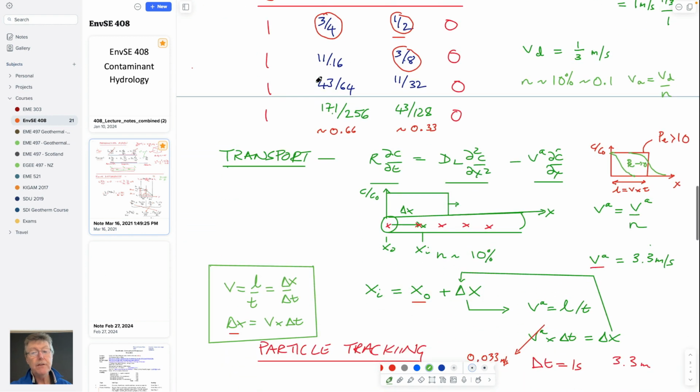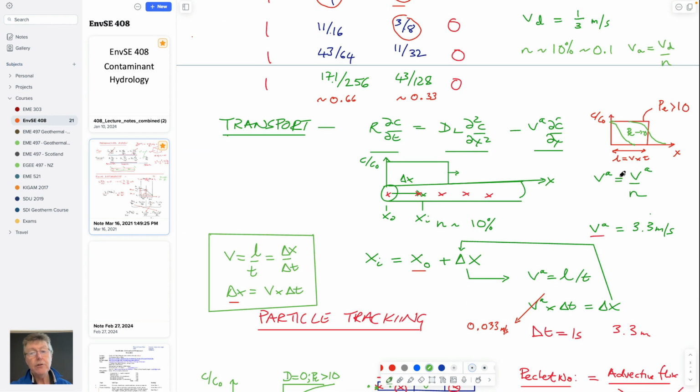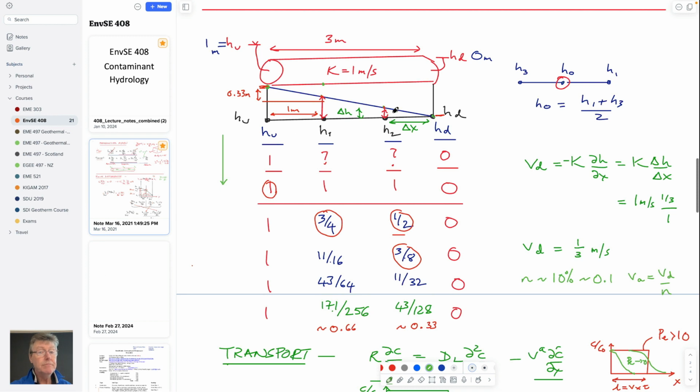If you know what the distribution of heads are, you can calculate your advective velocities, and you could either use those distributions of advective velocities to solve this equation as a partial differential equation, just like we did here.